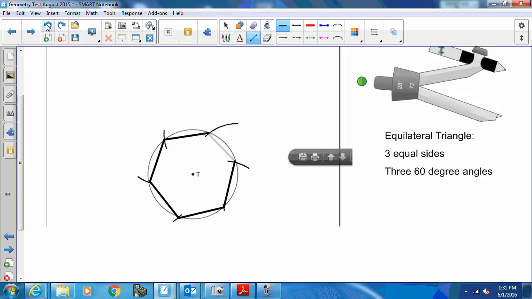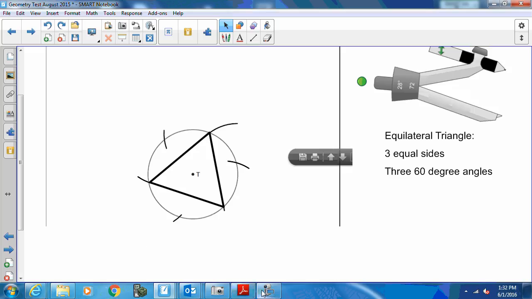We actually want an equilateral triangle. So we don't want to connect all the intersection points. We want to skip one. So we're going to connect here. And we're going to connect here. And we're going to connect here. All right, now you have created an equilateral triangle inscribed in a circle.